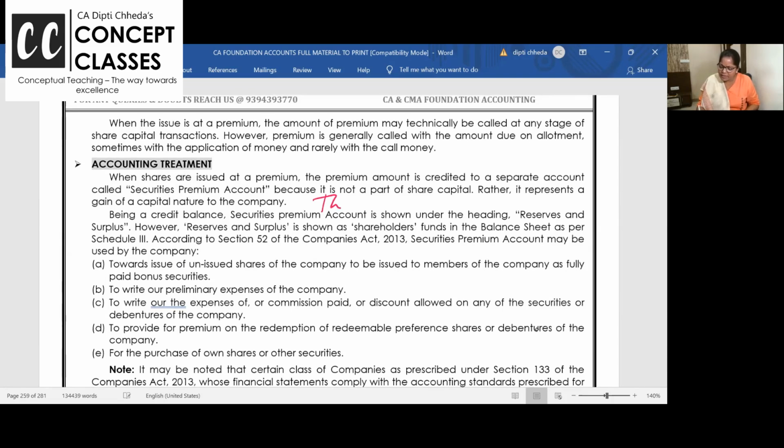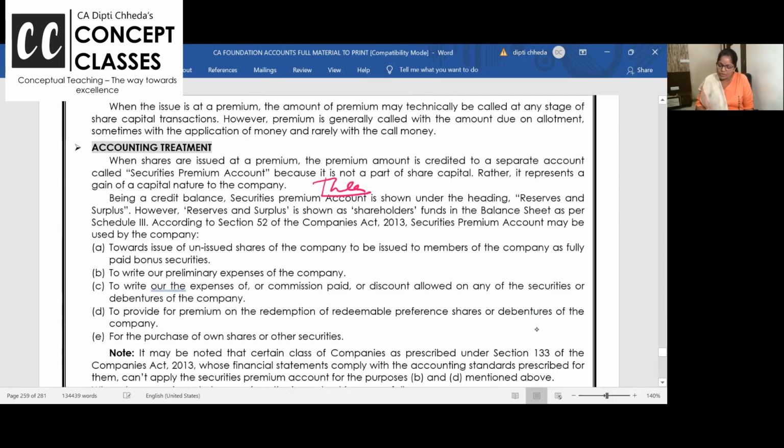And now a theory question for all of you. Where will you use this? Where will you use the securities premium account? In Reserves and surplus you will write it, and according to Section 52, securities premium may be used. Mark it, very important theory question.